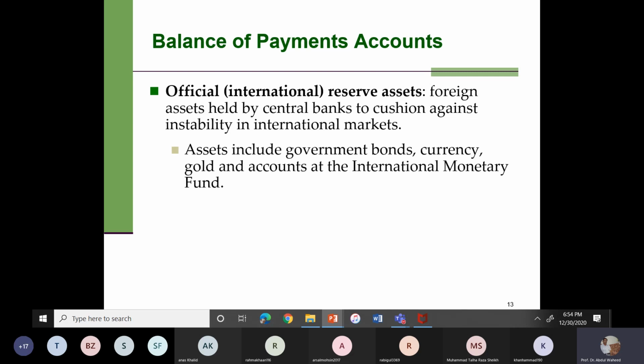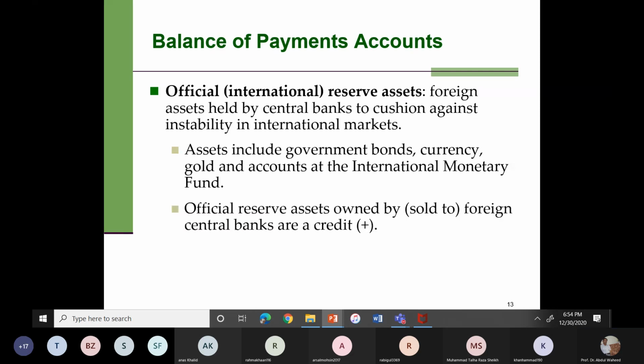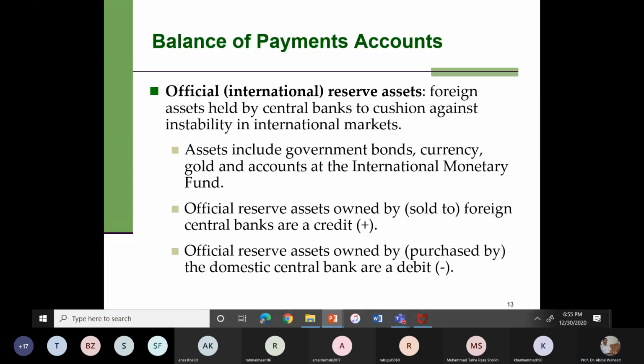So these assets include government bonds. We have foreign currency. We have gold. And then we have SDR, special drawing rights of the IMF. The official reserve assets sold to foreign central banks are credit, and the official reserve assets purchased by the domestic central bank are debit.